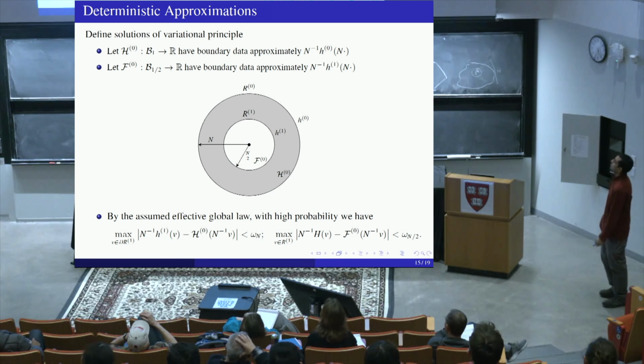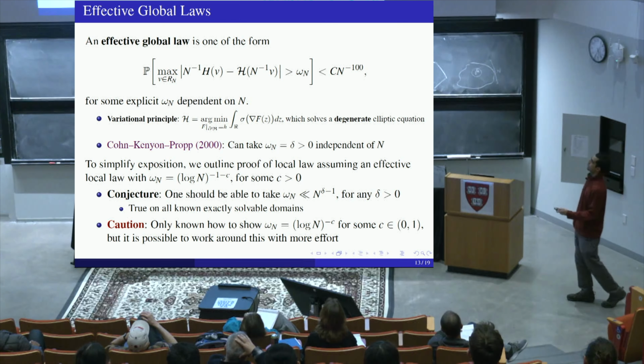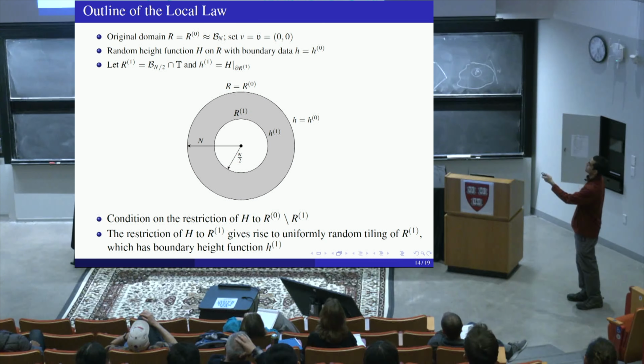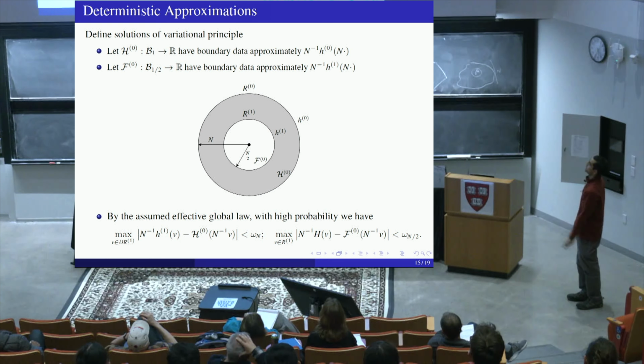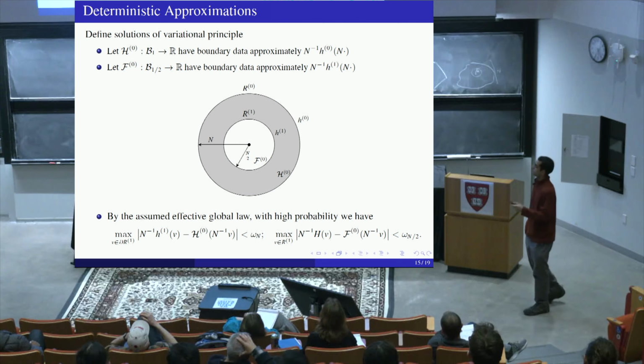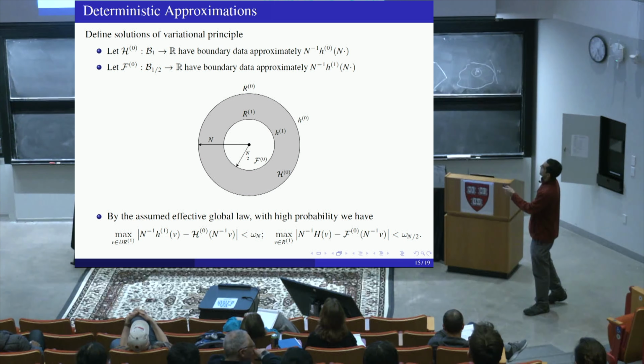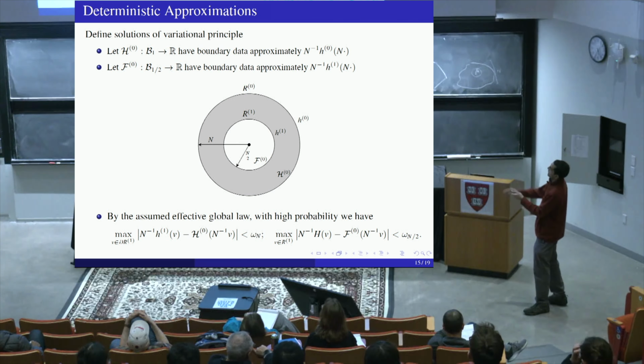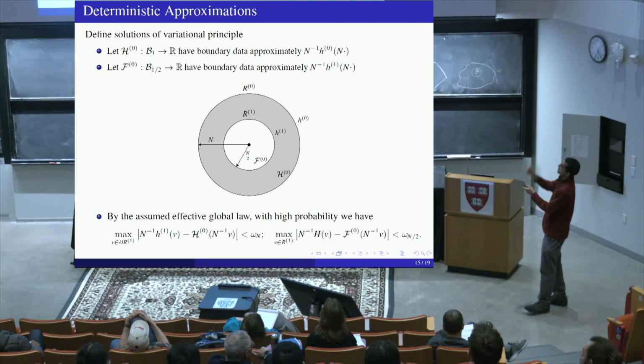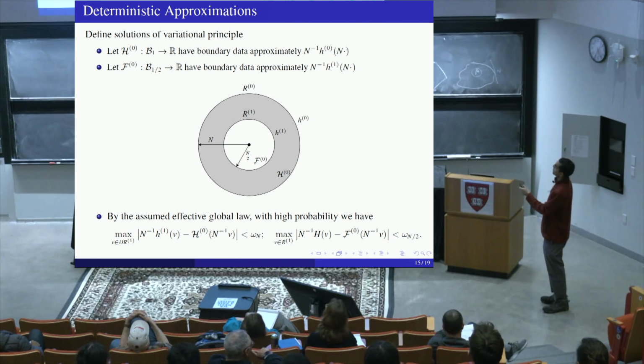So now I will apply the variational principle twice, basically. I'll apply this effective variational principle twice. One on the big domain and one on the small domain. Okay, so I need to set up a little bit of notation to do that. Let h naught denote the solution to the variational principle in the big domain, namely the variational principle on this disk with boundary condition given by the correct scale of this h0. And I'll let f of 0 denote the solution to the variational principle, the limit shape, on the smaller disk with this boundary condition given by h1.